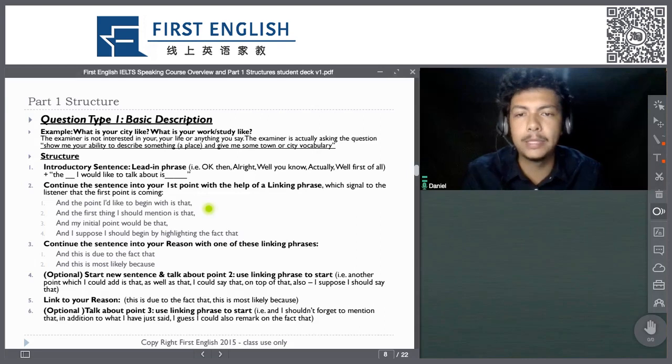And the first point I would like to begin with is that Beijing is a city with an incredibly rich history. Now, even at that point, we aren't done with our first sentence. We're going to continue our first sentence. We've just stated our first point in our opening sentence, and now we're going to transition into our reason or explanation supporting that point or explaining why we brought up that point. So we're going to continue here with another linking phrase, you guessed it.